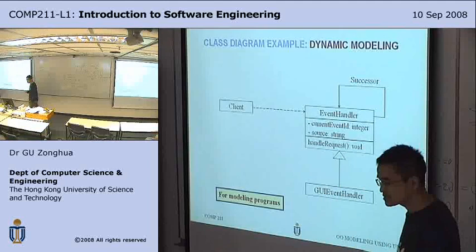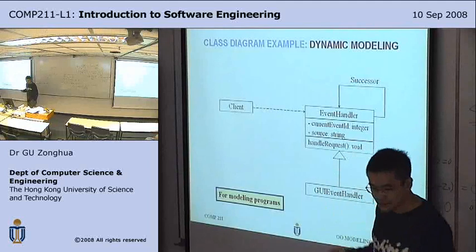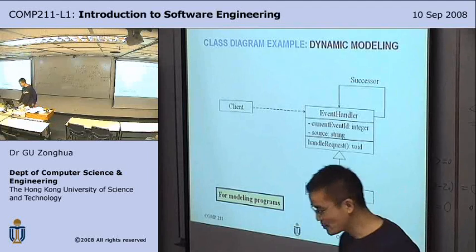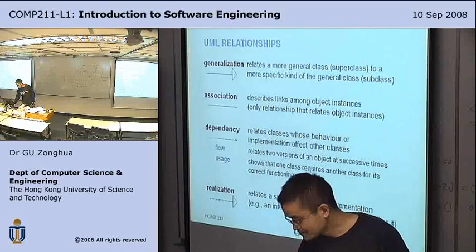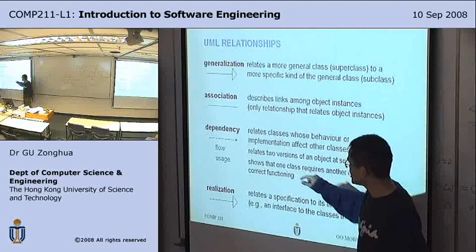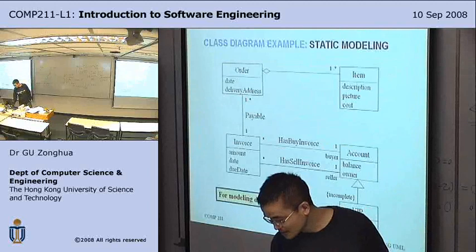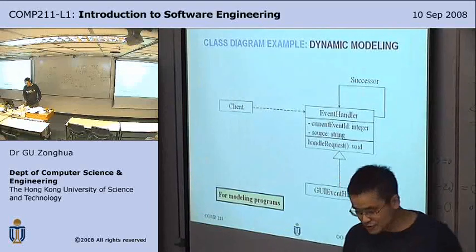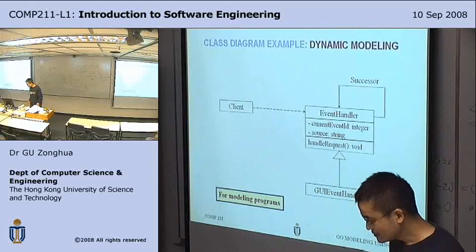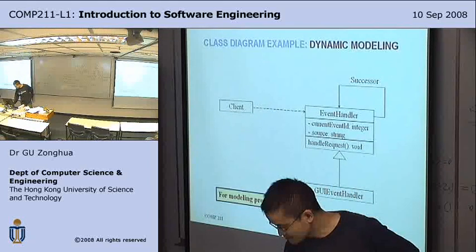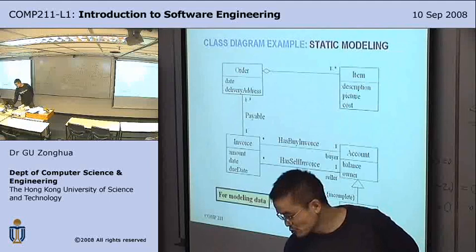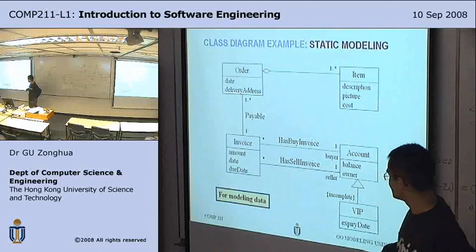So the client has this, that is not an association. Remember, the dotted line is a dependency. For this, it's a usage dependency. That is, the client uses the event handler for its operation. So this is for modeling software programs, while for the previous example it's modeling data.